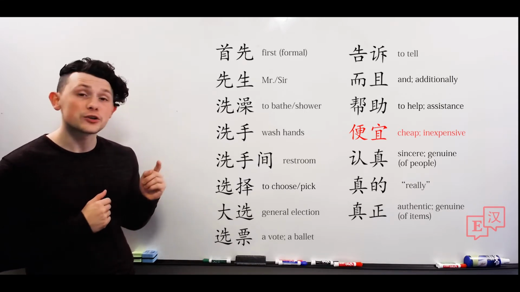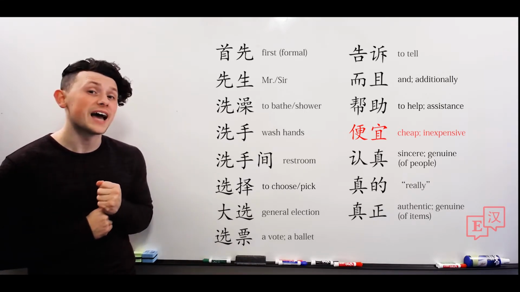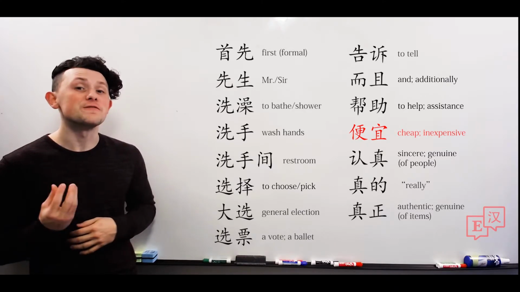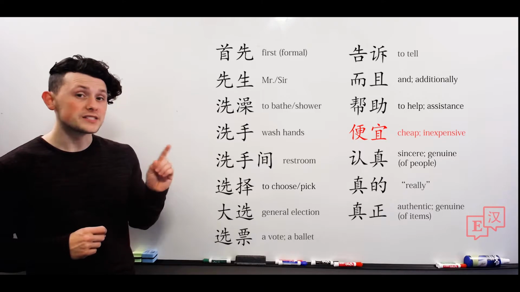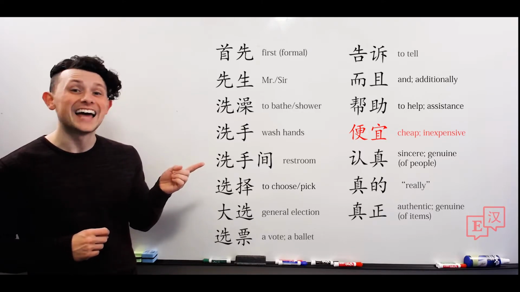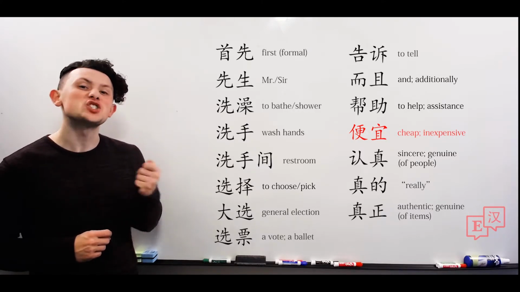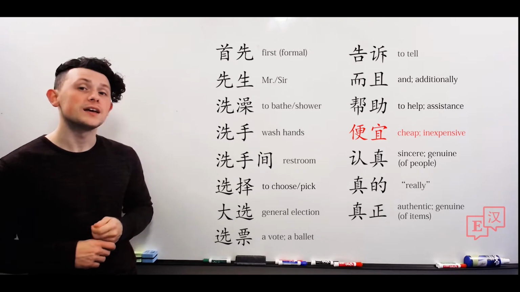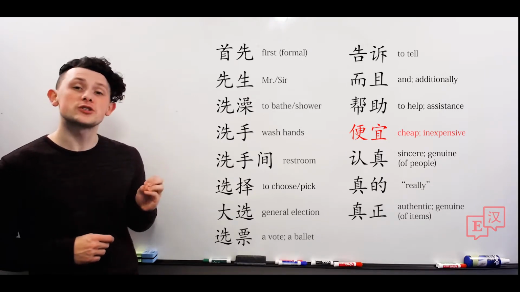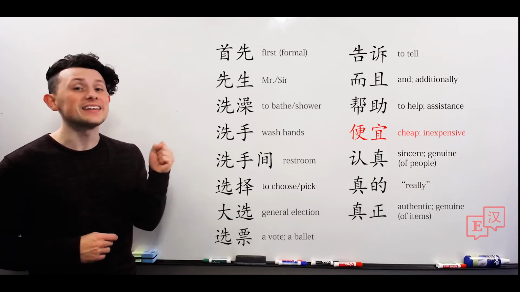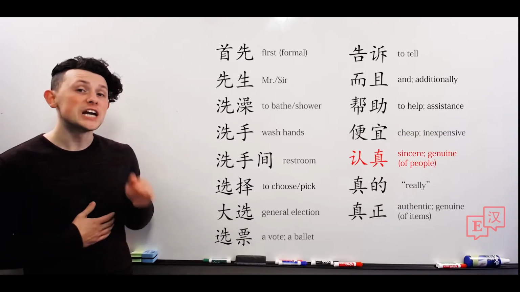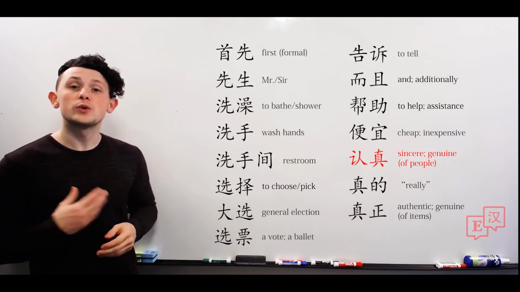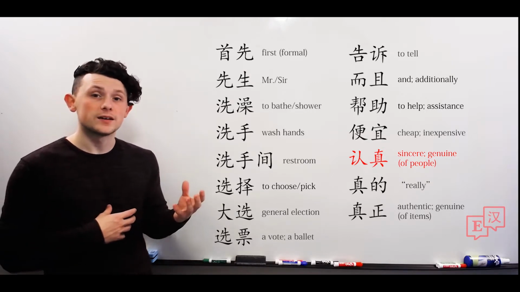Notice that first character right there we learned previously as 便, meaning convenient. However, it has two pronunciations. The second being 便, and it means cheap or low cost. 宜 here also loses its tone and becomes neutral. 便宜, cheap, affordable.